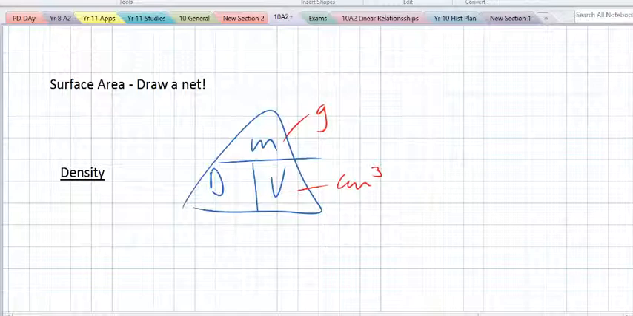Remember on one of my tests, I wrote mass equals D times V. Sorry, what? That's density. That triangle is the density triangle. What's the density of that triangle?